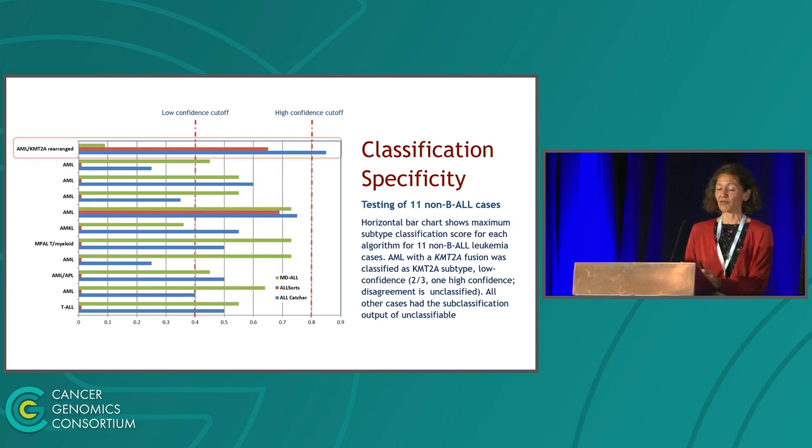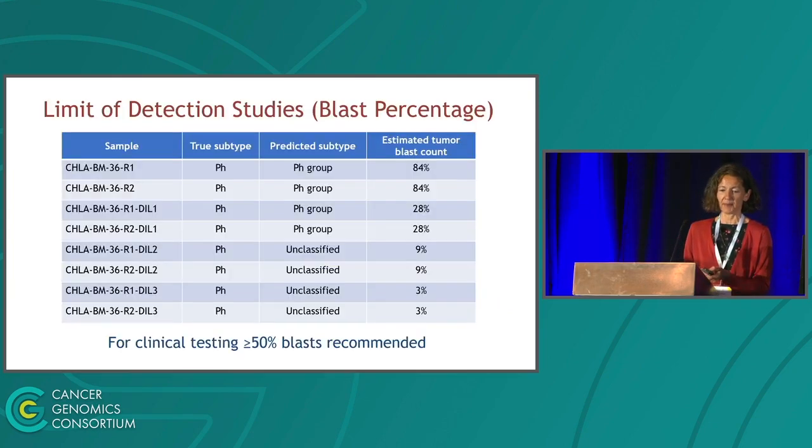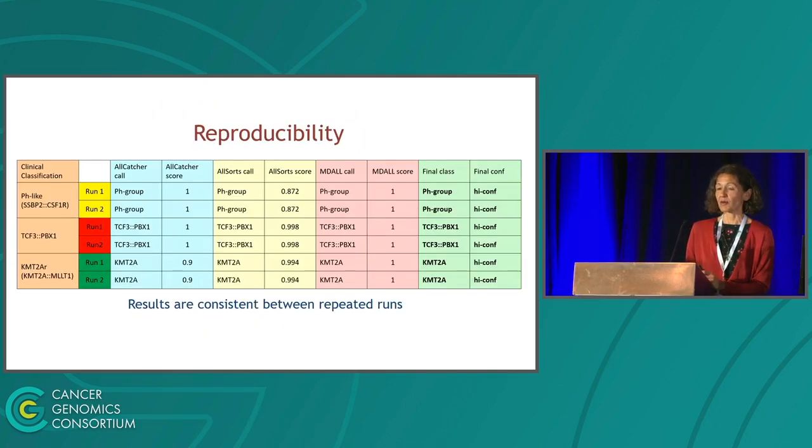But that just reinforced our decision to use this only for confirmed BLL cases by pathology. This is not meant to be used on any other disease type. We have also done limit of detection studies showing that this works down to approximately 28% blast, and we showed very good reproducibility from run to run. So it meets the criteria to be a robust clinical assay, in our hands so far.